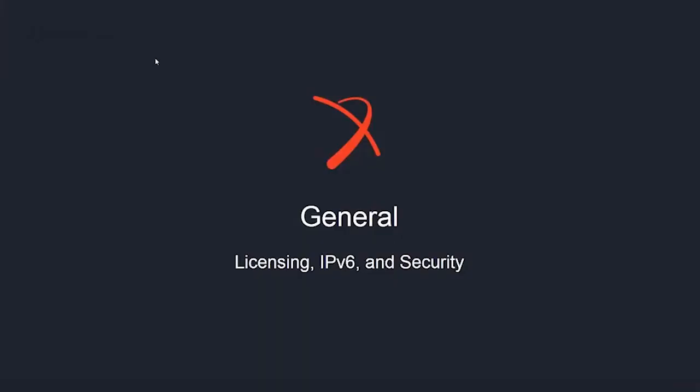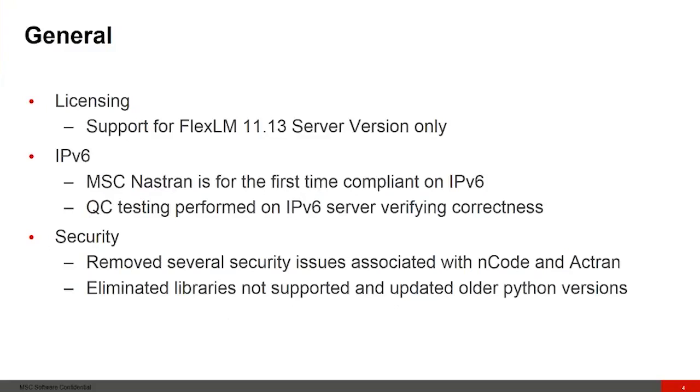For our first topic, we're going to talk about some of the enhancements that we made in our licensing. For the first time in MSC Nastran, we're supporting IPv6, and we're compliant with IPv6. For compliance with IPv6, we had to upgrade to a new server version for licensing, and that's listed on here, FlexLM 11.13 server version, and that is required for the license features.